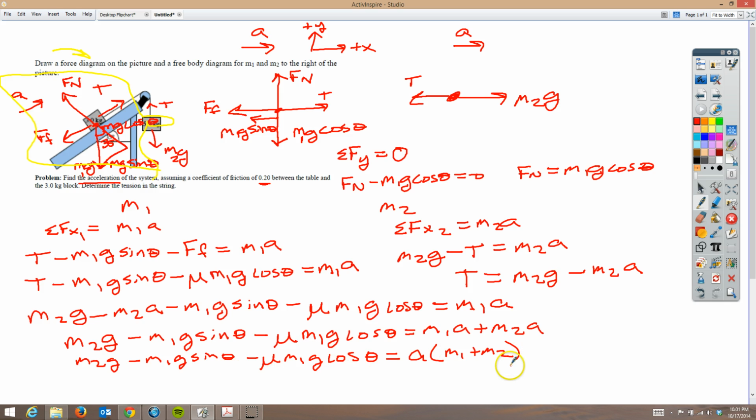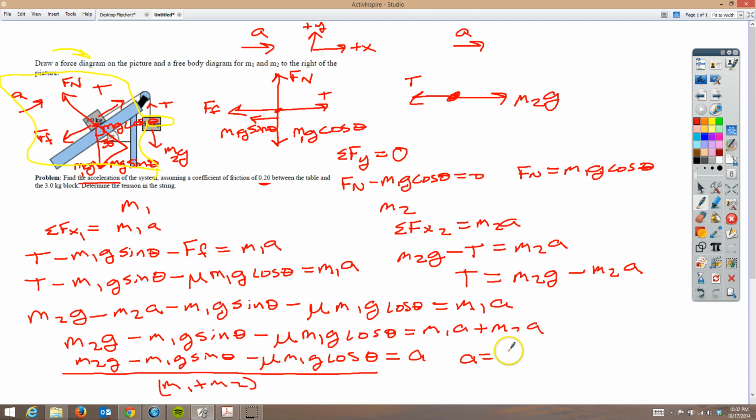So we need to divide both sides by m1 plus m2. So all we're going to do is put that m1 plus m2 on this side. And these cross off, so we're actually going to just erase them so that we have the equation that we want, and that's acceleration is equal to this whole mess. And it's really not too bad. Now we've got to plug everything in.